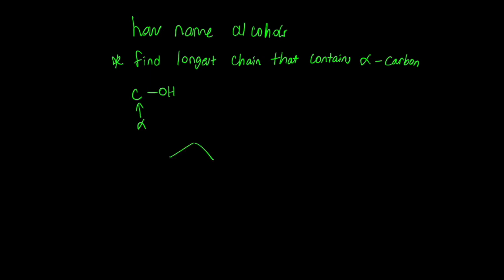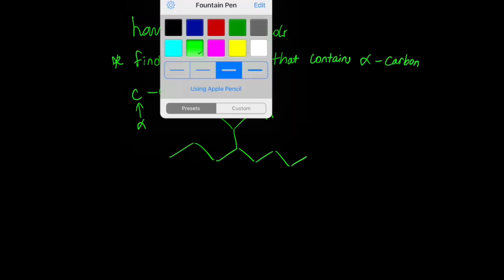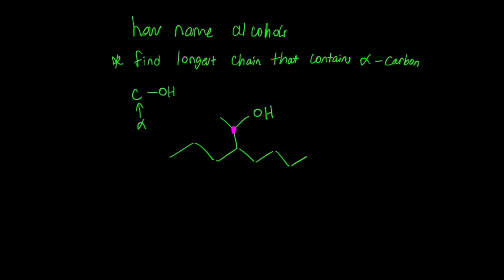So if you have a molecule like this, okay, this carbon has to be part of the longest chain. Okay, so it could go this way, 1, 2, 3, 4, 5, 6, or it could go this way, 1, 2, 3, 4, 5, 6, 7. It's got to go this way. Okay, that's the longest chain.